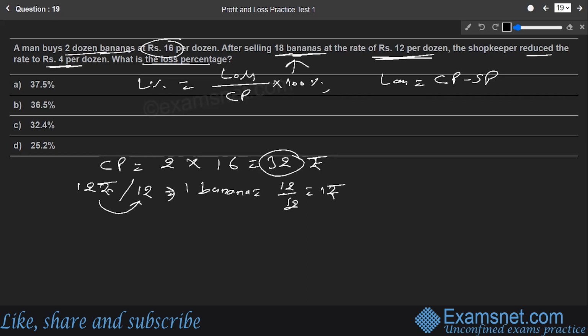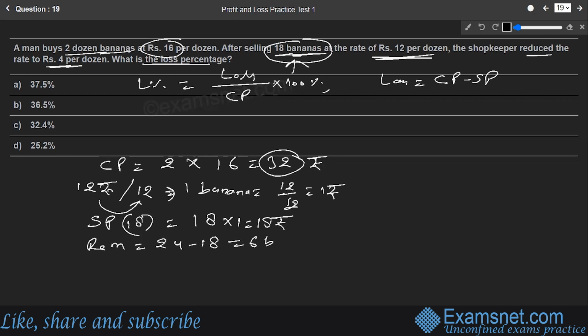And they have sold how many at this rate? 18 bananas have been sold at this rate. So the selling price of those 18 bananas is going to be 18 into 1, that is 18 rupees only. And the rest of the bananas, how many are left now? There were 2 dozens taken initially. 2 dozens mean 24. So the remaining bananas are 24 minus 18. That is 6 bananas left.